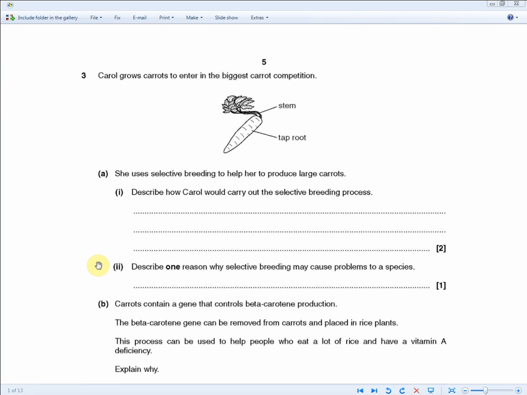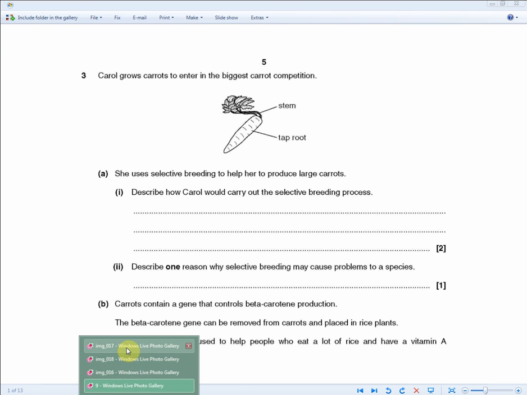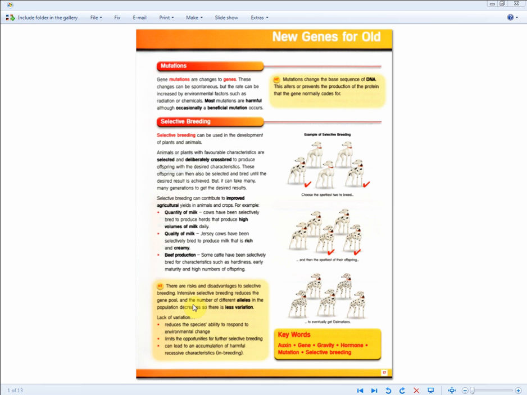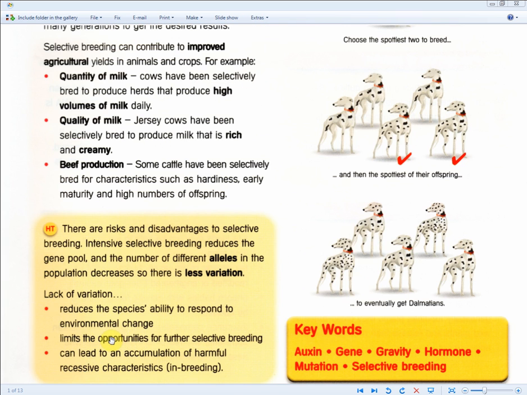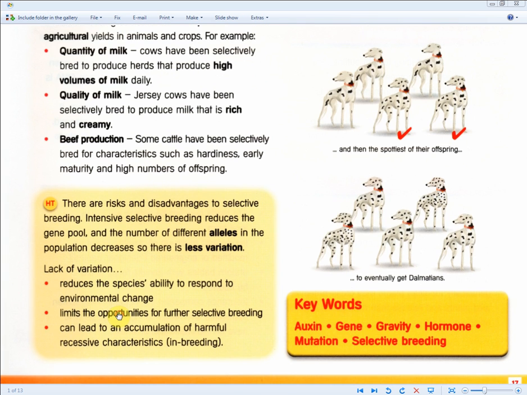The next question then reads, describe 1 reason why selective breeding may cause problems to a species. And basically they're asking you to recall the bottom of the section here, which is higher tier material. Selective breeding basically removes variation, and when you remove variation, these 3 things happen. So any one of these 3 will get you that 1 mark.